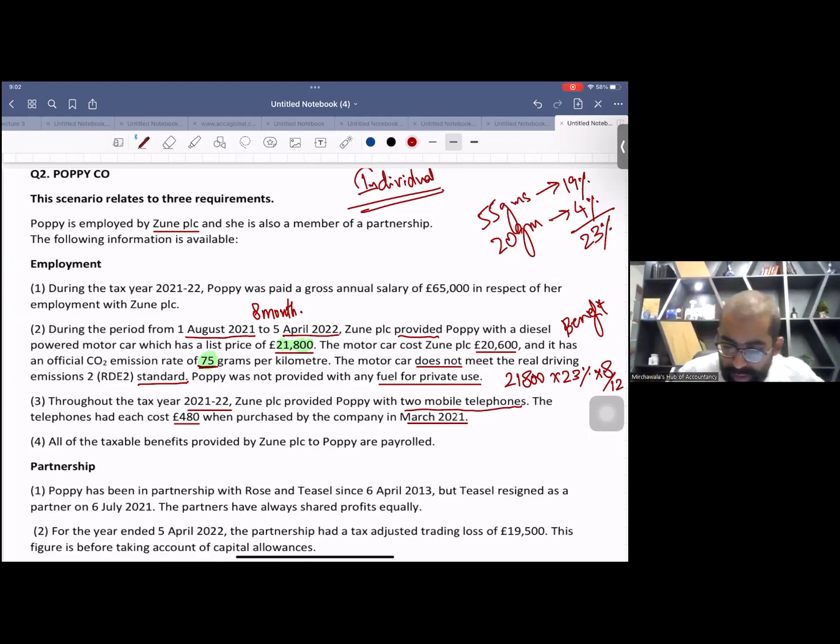Okay. And now you have to calculate the usage benefit. Now wait, let me teach you in the same style as I teach in the class. Is a mobile phone a car? No. So the topic is assets other than car for private use, and you do 20% on it. So it will be 480 times 20%. I think it's 96. Okay.